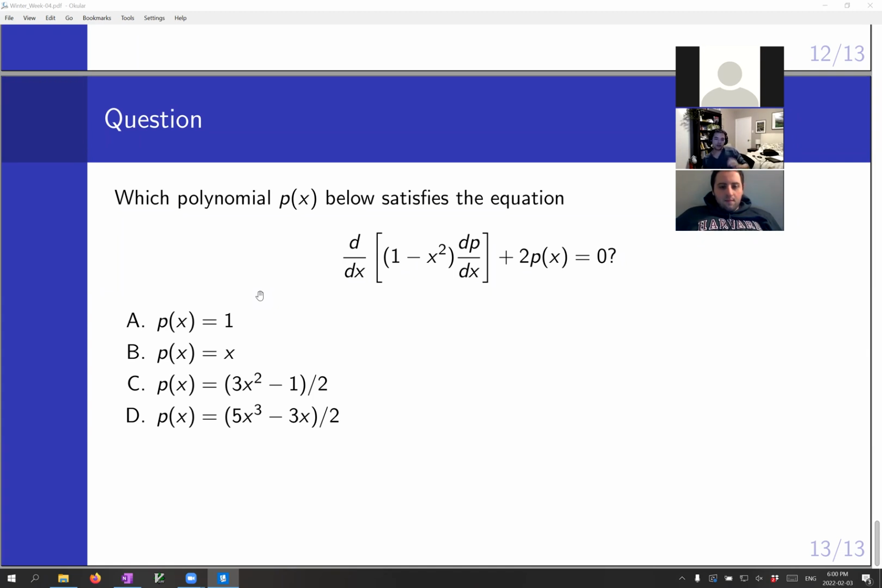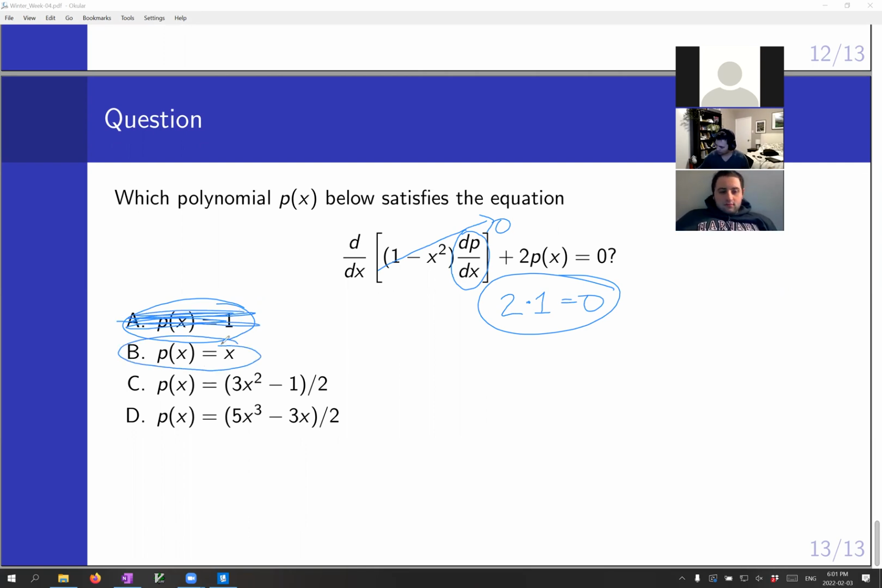So what you're going to do to check each of your answers is plug the function P into this equation. For example, if we plugged P of X equals 1 into this equation, what is the derivative of P of X equals 1? It's 0, right? So this whole thing becomes 0, and we're left with 2 times 1 is equal to 0. Is that equation true? No, right? So it can't be A.